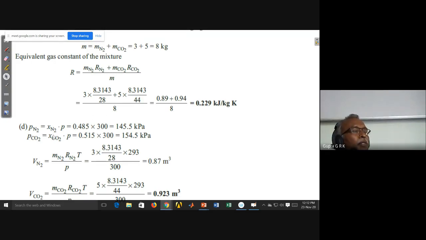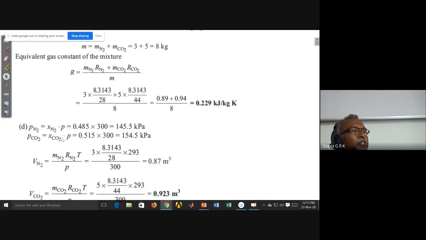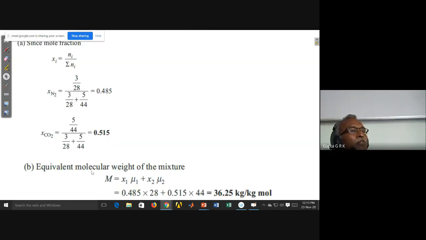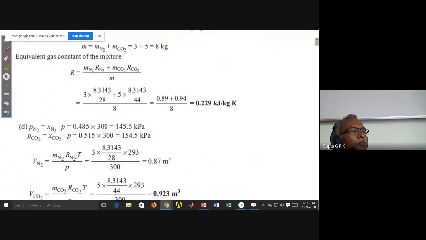And so the partial pressure, because Pi by P is Yi. So Yi, don't get confused with the notation, please. The partial pressure of N2 is equal to the mole fraction of N2 into the total mixture pressure. So the pressure is 300, and with 0.485 and 0.515, I will get the partial pressure of each gas. And so I can find out the volume in the same way as we had done in the previous problem, right? In the same way here also we can find out the volume of each component.